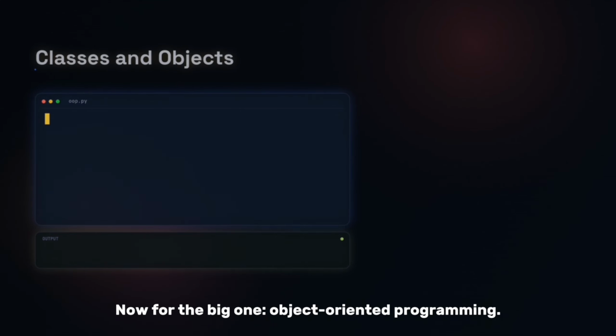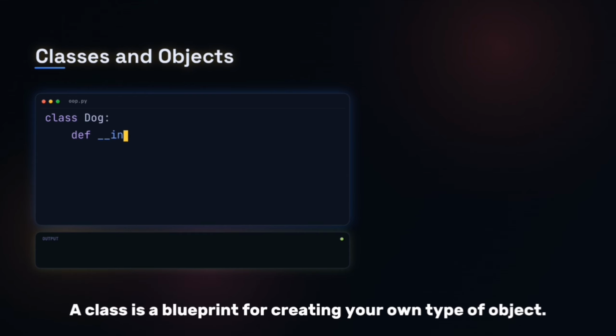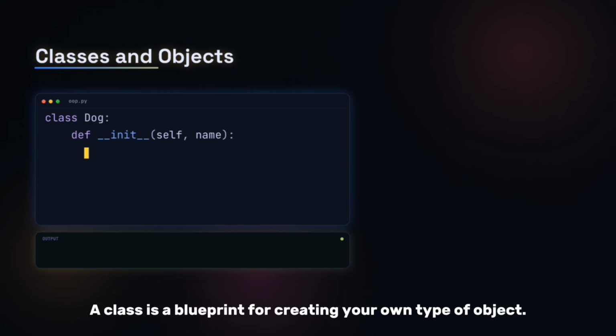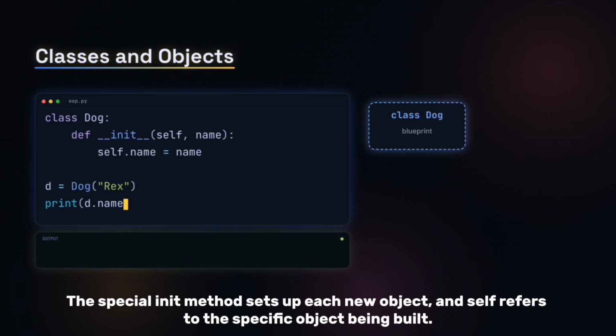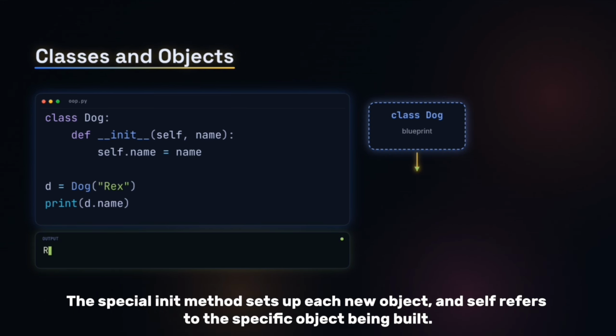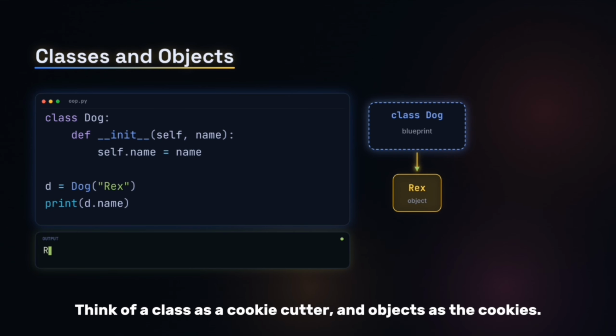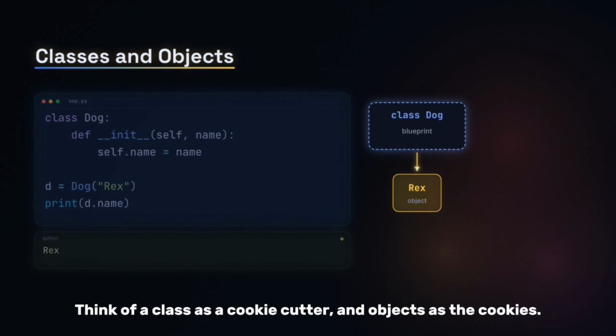Now for the big one, object-oriented programming. A class is a blueprint for creating your own type of object. The special init method sets up each new object, and self refers to the specific object being built. Think of a class as a cookie cutter, and objects as the cookies.